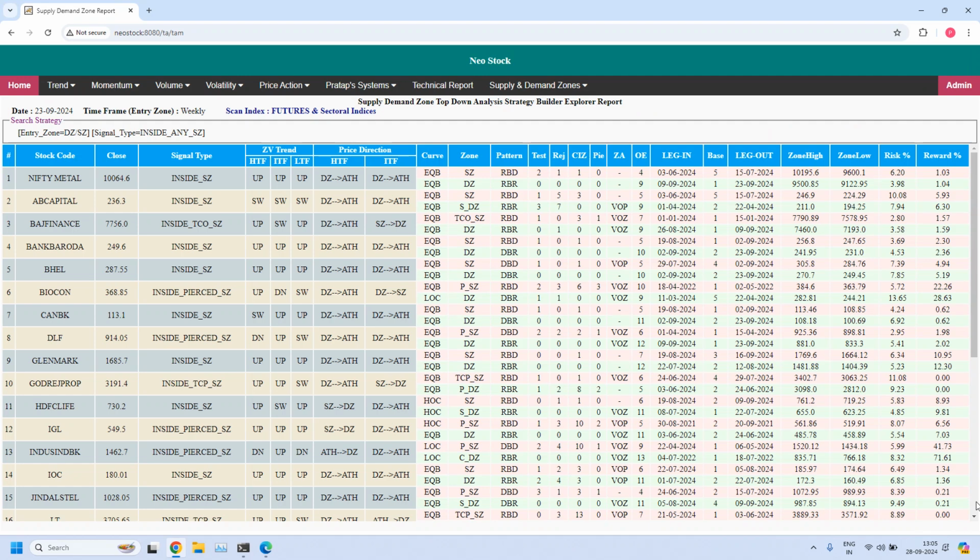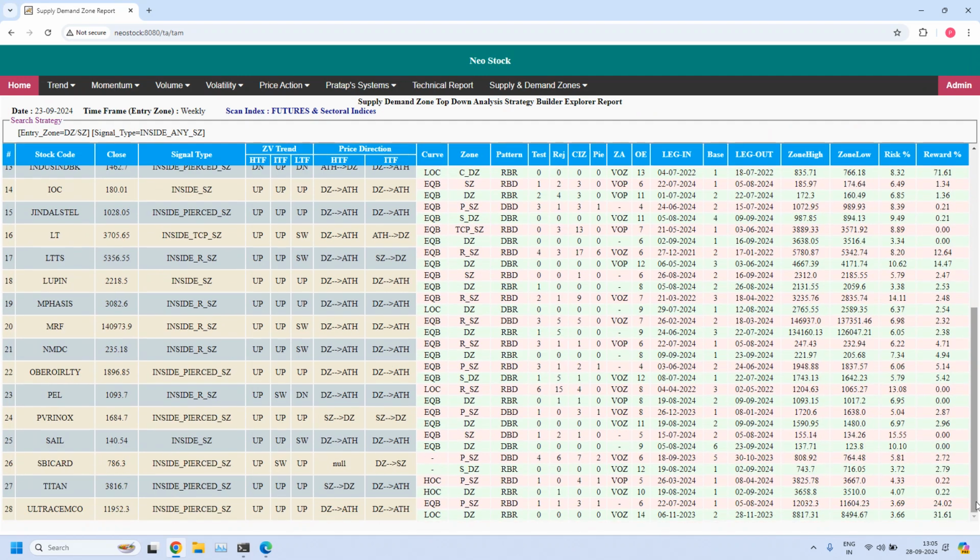Let me scroll the list down. So total 28 stocks are filtered. That means in all these 28 stocks, currently prices are closed inside these weekly supply zones. Some of these zones are pierced zones, you can ignore them.